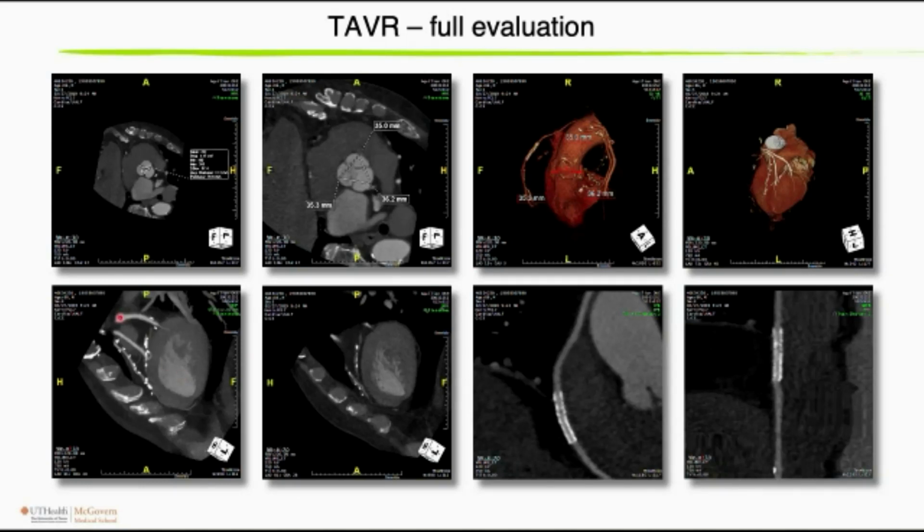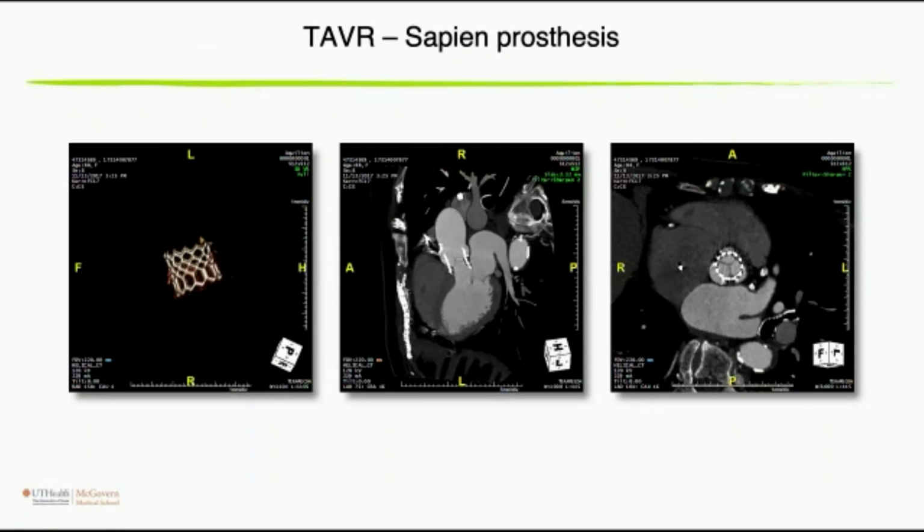This particular case had bypass and grafts, which are also analyzed. Also, you could see a patent stent in one of the SVG grafts. So, when all things look good and everything goes well, the Sapien prosthesis from TAVR looks like this, a full 3D reconstruction showing it's fully deployed. Leaflets are nice and thin, they're moving, you can see them very clearly, no problem.